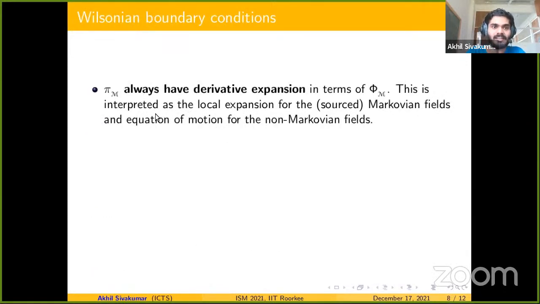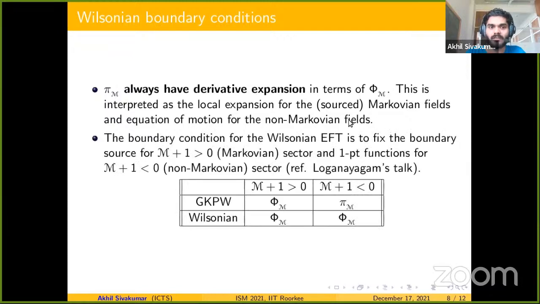The fact about this general class of scalars, their equation of motion and their solutions, is that when you compare the boundary radial momentum, the π_m always have a derivative expansion in terms of the boundary value of the field itself. So based on this difference in what is the bulk gauge field, whether it is φ_m or π_m, this is interpreted as a local expansion for the sourced Markovian fields and the equation of motion for the non-Markovian fields.